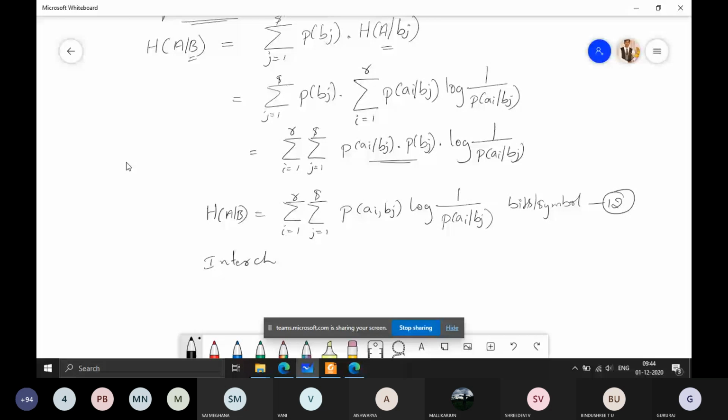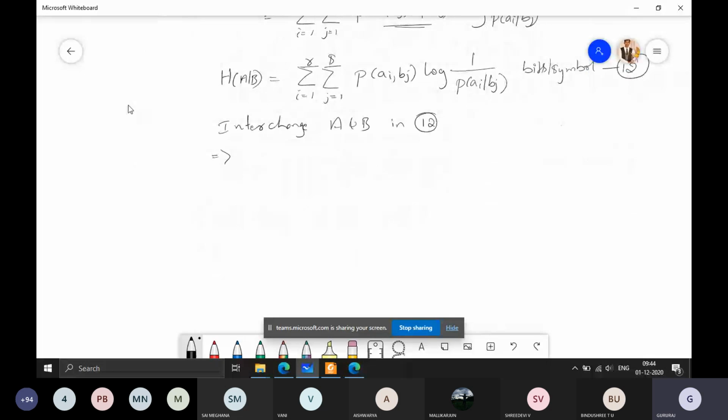Interchange A and B in equation 12. So what we'll get? It is H of B by A. Instead of A it is B, and instead of B it is A.